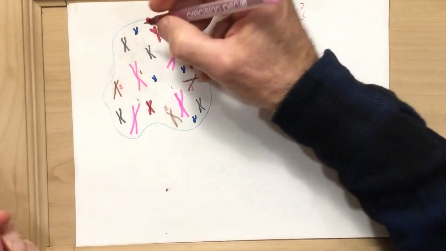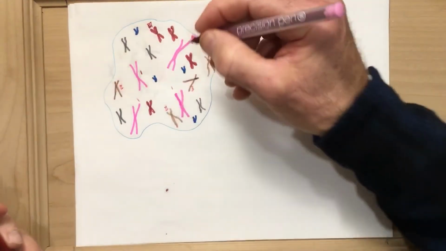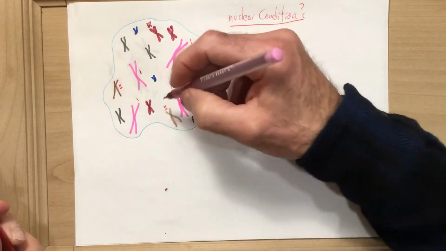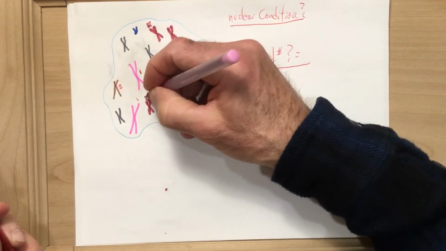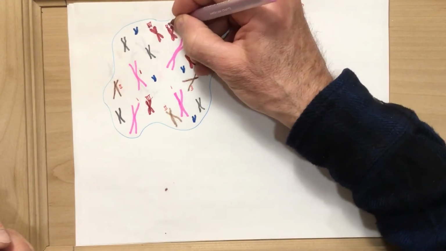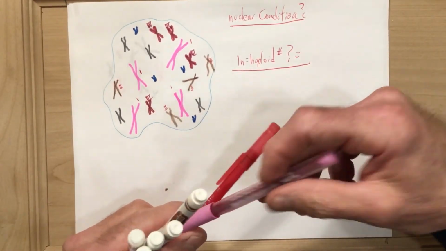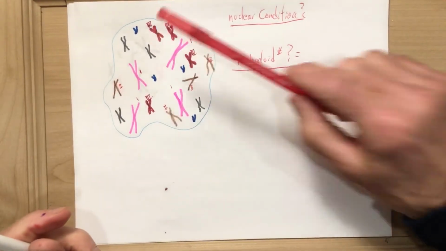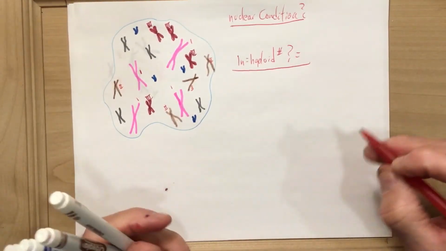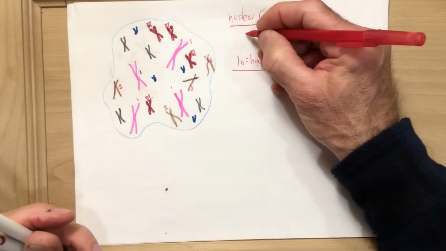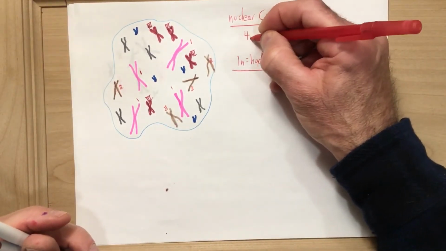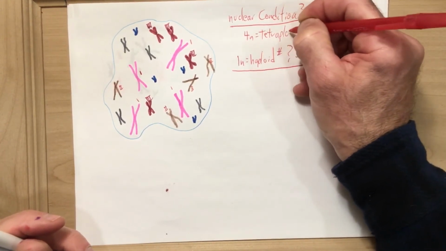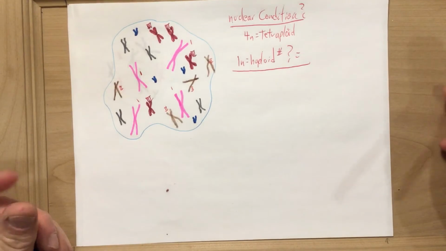These kind of reddish ones are 3, 3, 3 and 3, right? So you're starting to get my drift here, I think, because it looks like there's 4 of everything. If there's 4 of everything, that must be a tetraploid 4N cell. Okay, tetraploid means there's 4 whole sets.